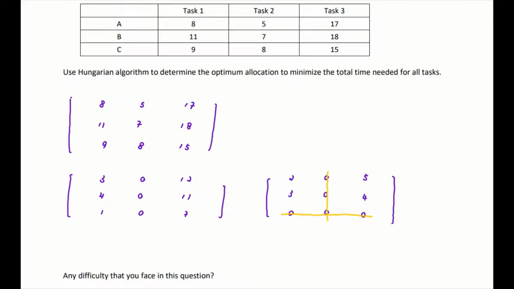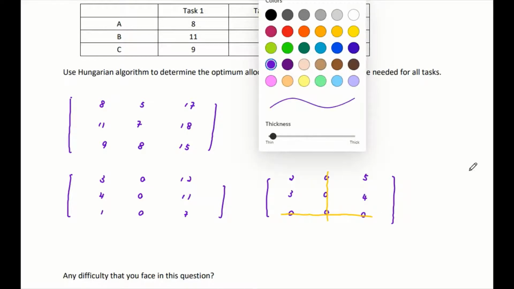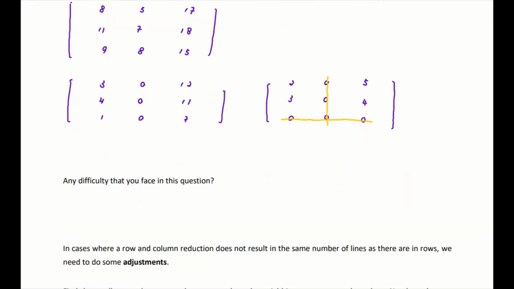But this is a 3 times 3 matrix, am I right? So you realize that in this case, the number of lines that you have here is not equal to the number of rows, because you have 3 rows or 3 columns, but the number of lines that you use to cover the 0s is only 2. So in this case, we will need to do some adjustment. Then we can proceed with our Hungarian algorithm to identify our solution here. So the number of lines is 2, and 2 is not equal to 3.